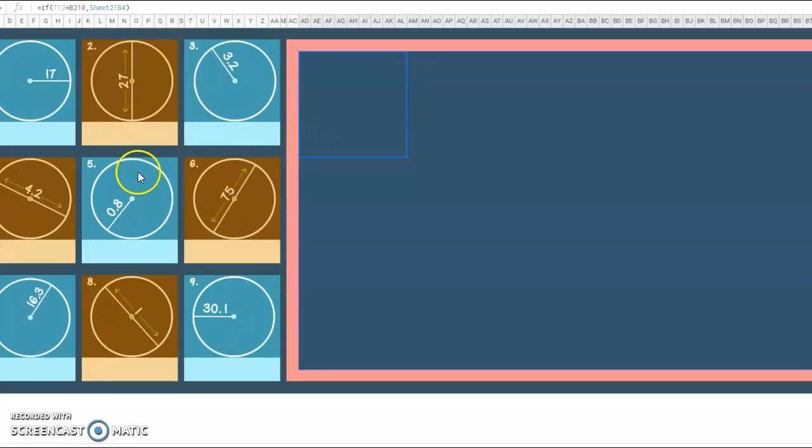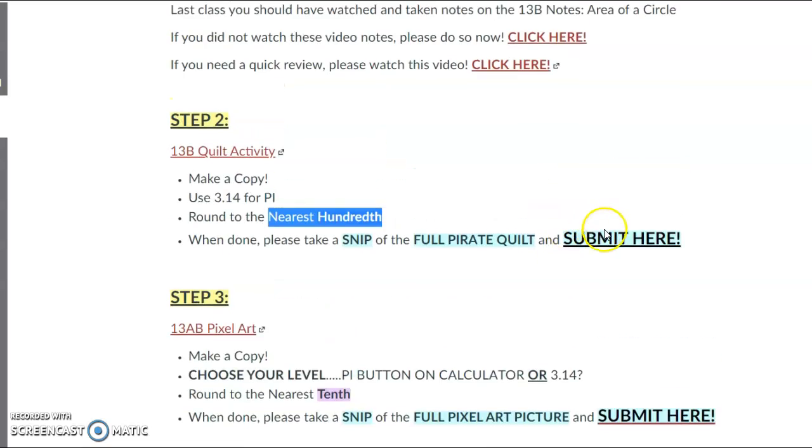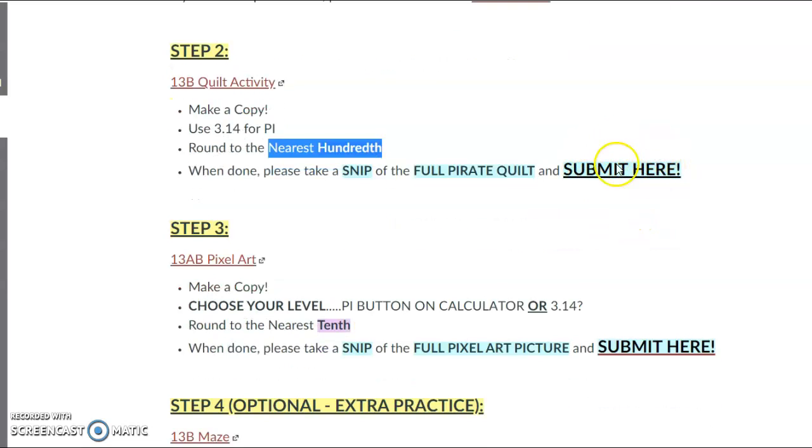When you get done with 9 problems and they're all correct, you're going to take a snip of this full screen, come on back here to step 2 and submit it where it says submit here. So again, that first activity is only practicing area of circles.